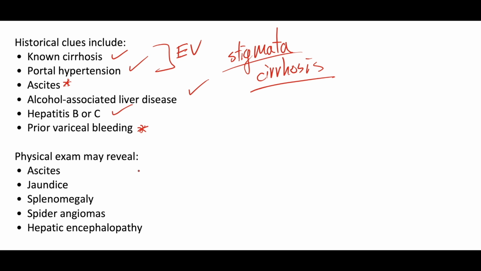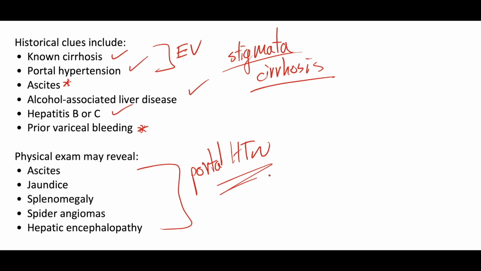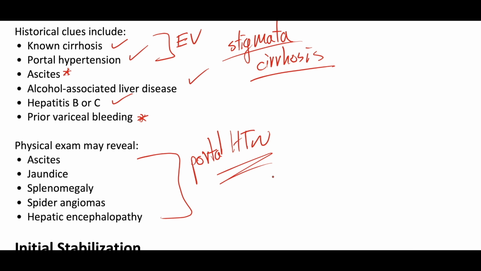This is a lot of stigmata of portal hypertension or cirrhosis, and it's things like ascites, right, fluid in the belly, jaundice or yellowing of the skin, splenomegaly or enlargement of the spleen, spider angiomas, hepatic encephalopathy, all these things that suggest the patient has portal hypertension or decompensated cirrhosis, all should then make you think immediately, is this a variceal bleed rather than the other kind of batch of upper GI bleeds.